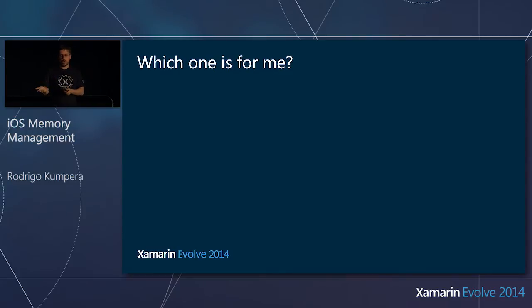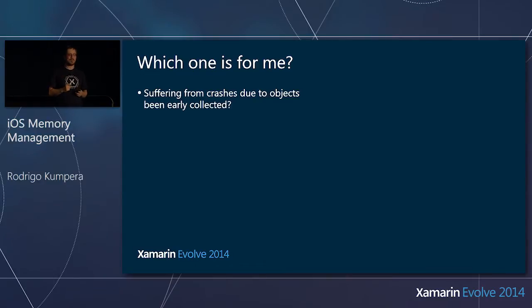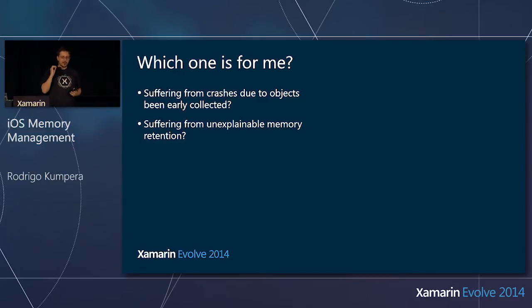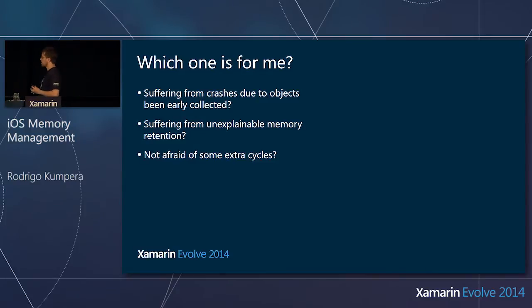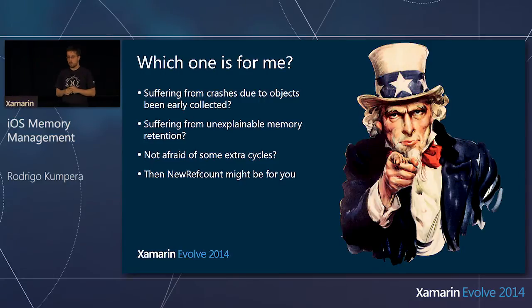So get your app, see how it works, and if you're suffering from crashes because things just go away and you're not expecting it, if things are just failing and you cannot really understand why, if you're suffering from unexpected memory retention, things that you are 100% sure should be collected, and for some reason they just stay around. And finally, if you have good practice with disposing your objects and you're not afraid of fighting more cycles, then NewRefCount might be for you.